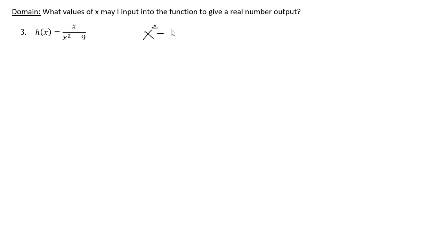So x squared minus 9 equals 0. Well, remember, this is x plus 3 multiplied by x minus 3 if I factor the x squared minus 9. And by the 0 factor property, I know that either x equals minus 3 or x equals positive 3 will make this 0. So I can't have any of these.